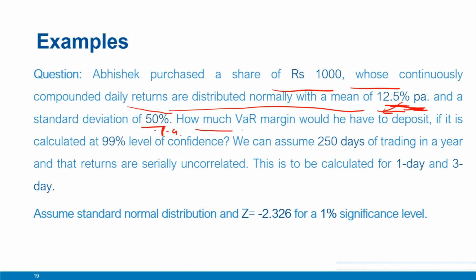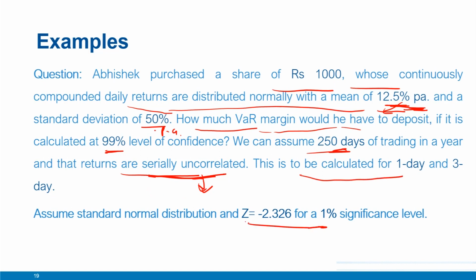The question is how much value at risk or VaR margin needs to be deposited if you want to have 99% confidence. Also, it is given that there are 250 days of trading in a year and returns are serially uncorrelated. This is a very important assumption before modeling or employing any kind of distribution, particularly when we are translating volatility across different periods from annual to daily and so on. Now we are supposed to compute the VaR margin for a 1 day and 3 day period, and it is given that the Z value corresponding to the 1% significance level is minus 2.326.